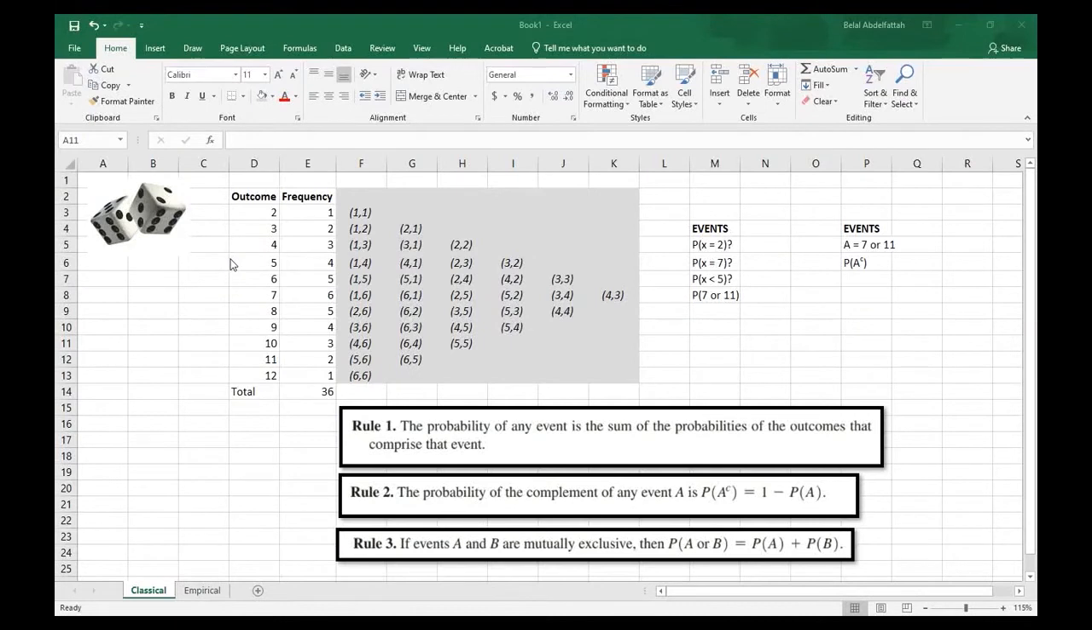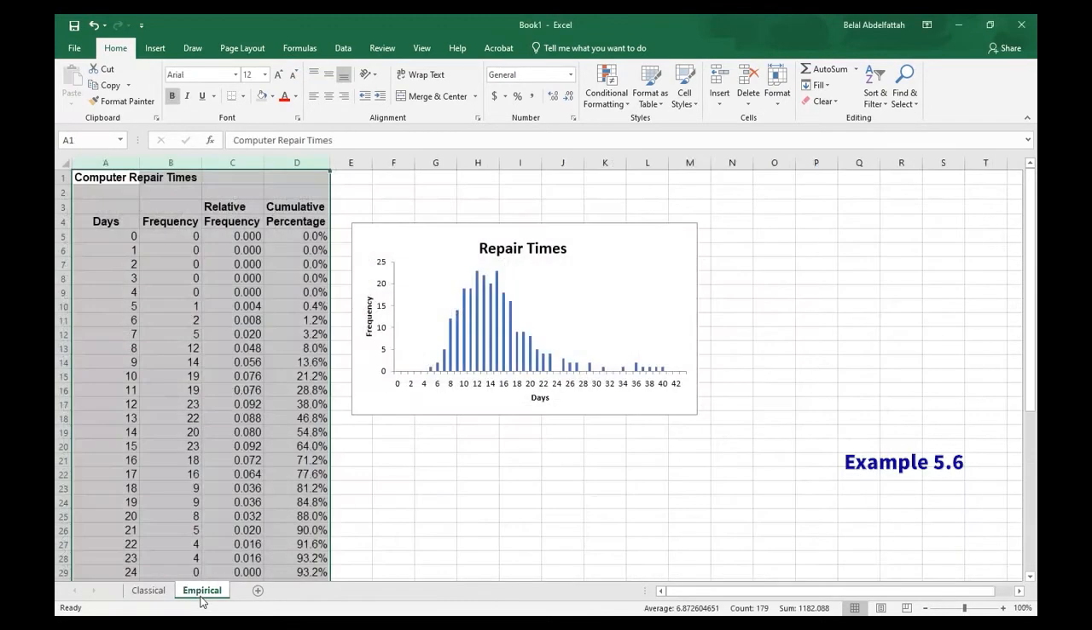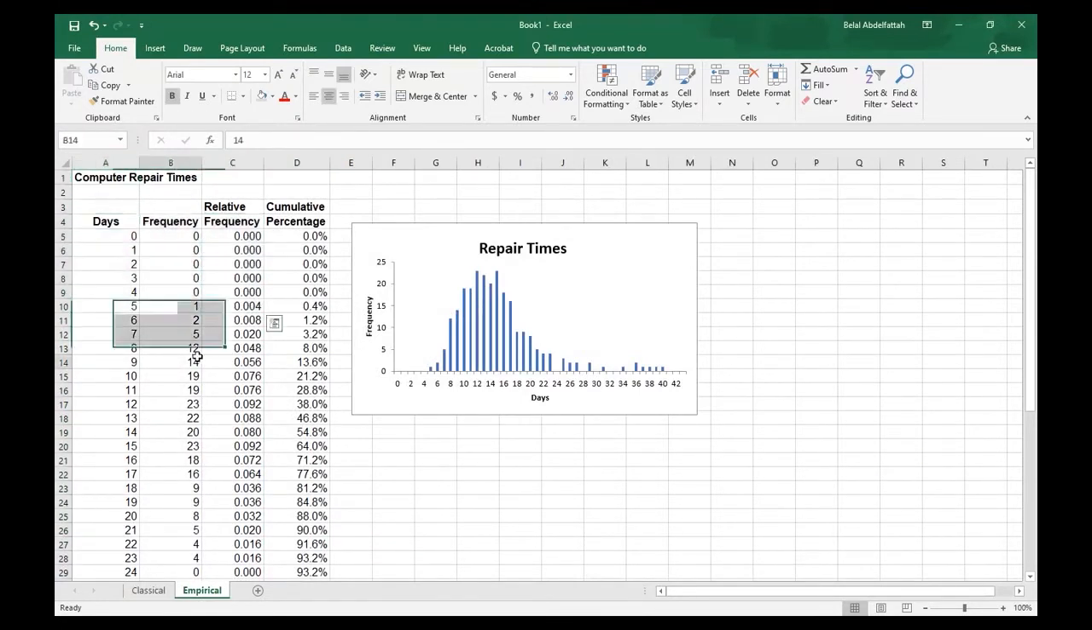So I'm going to be talking about a few probability rules. And I have two different examples. One is related to the classical probability approach, which is the dice example. And another one is related to the empirical probability approach, where we're dealing with a data set that's related to computer repair times. And I created a frequency distribution off of this.